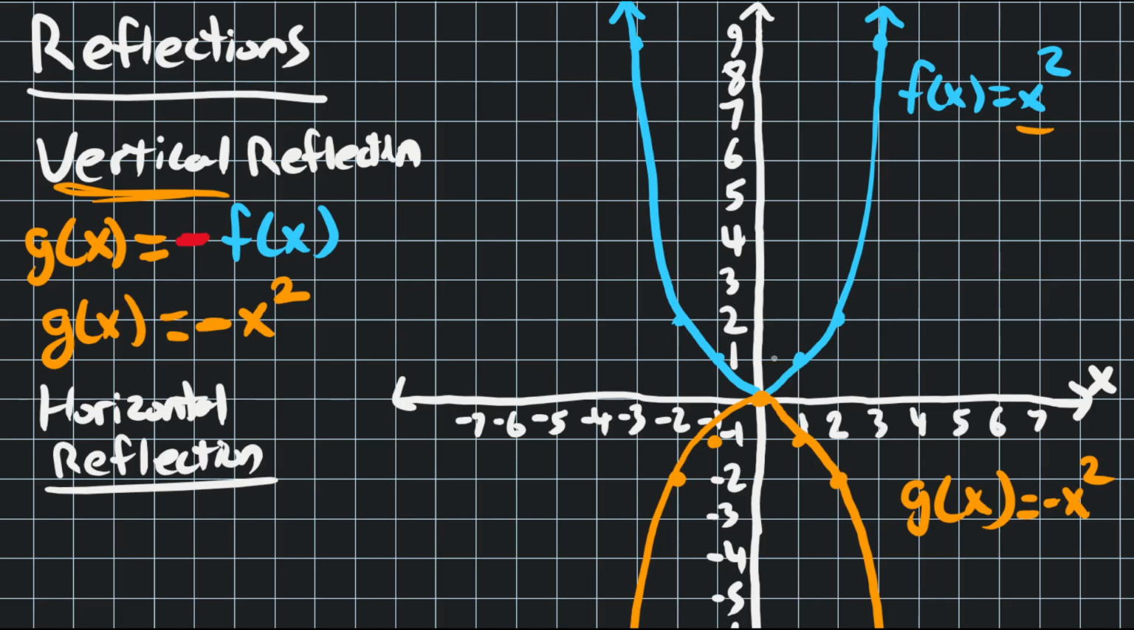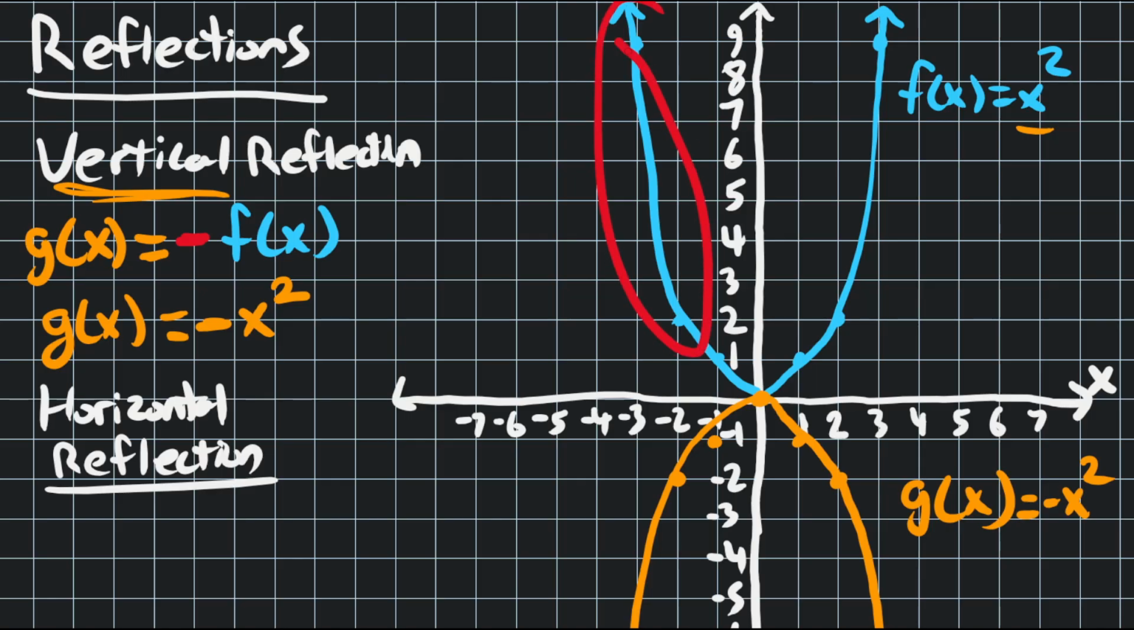So, a horizontal reflection: instead of reflecting across the x-axis, we're going to reflect across the y-axis. I don't want to use f of x equals x squared, because if we reflect f of x equals x squared, or any even function, by the way, with a horizontal reflection, it doesn't change. As you can see, if we have the y-axis right here, reflecting f of x equals x squared across the y-axis would look exactly the same.